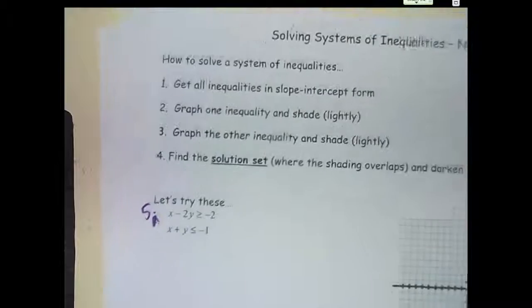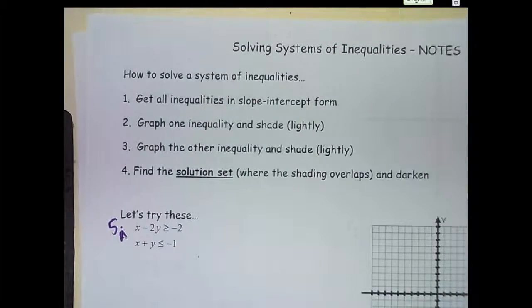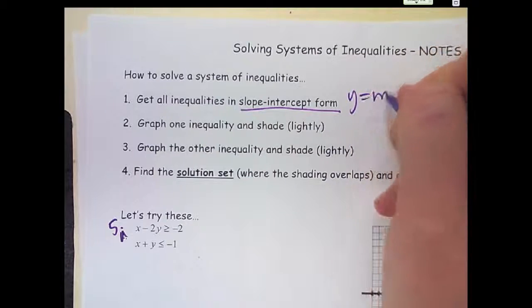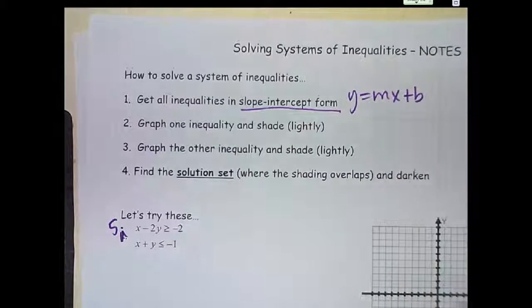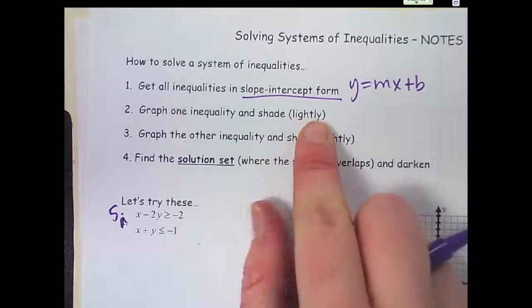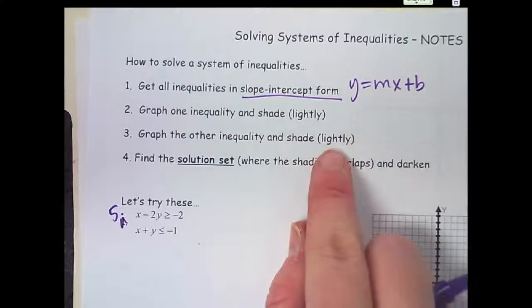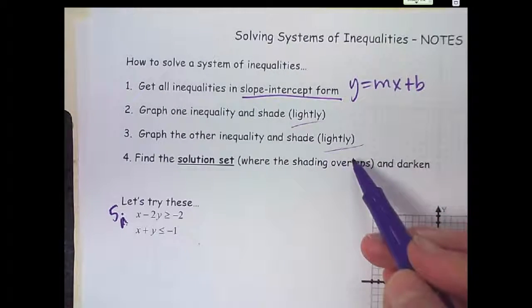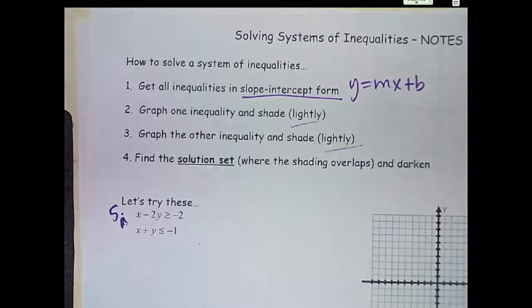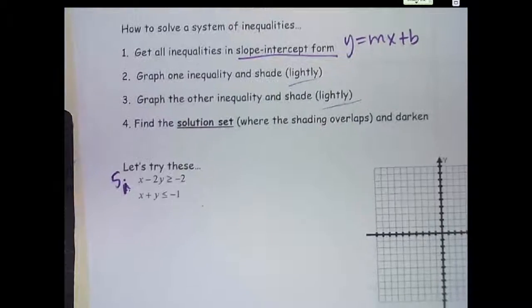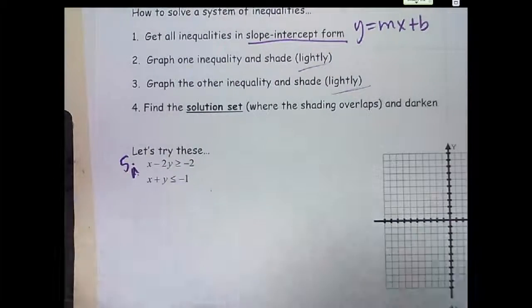Okay, so you don't have to write this down, but just to review, you want to make sure everything's in slope-intercept form. Okay, so y equals mx plus b, except there won't be the equal sign. It'll be greater than, less than. So we're going to do one inequality and shade lightly, and then we're going to do the other one and shade lightly, because we're going to have areas that cross. We want to make sure that we can see everything. So don't shade too dark. I would recommend using either a pencil, or as some people last class were using different colored highlighters so they can still see.